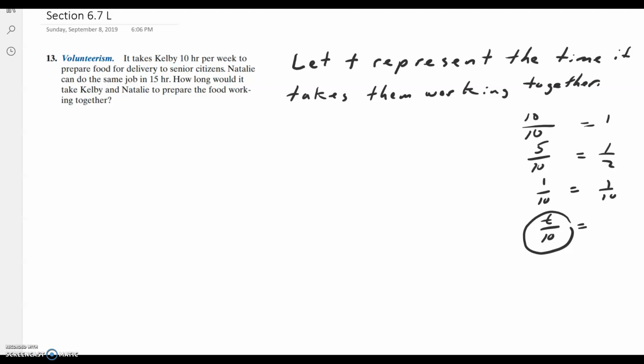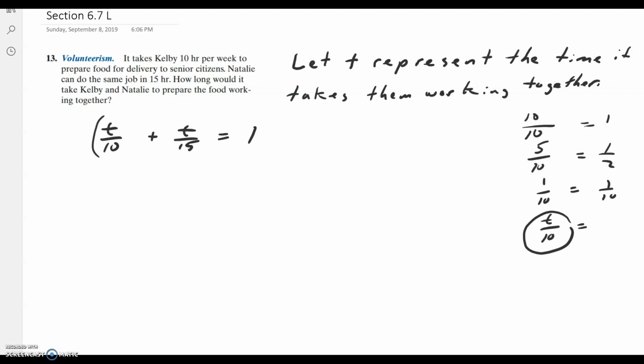And that's the key. So we let T represent the time it takes them working together. That's the thing we want to find. And Kelby can do T/10ths of the job because she can do the whole thing in 10 hours. In that same amount of time, Natalie can do T/15ths of the job. And we want to find a T where those two add up to one whole job. And so this is our equation.